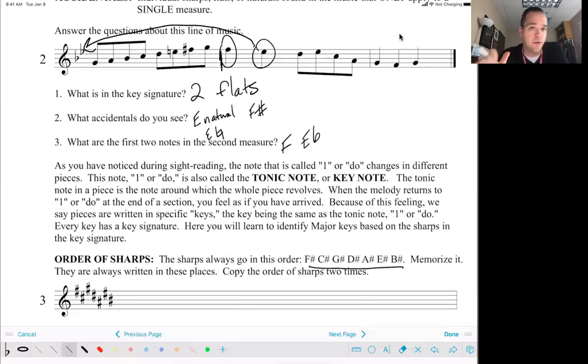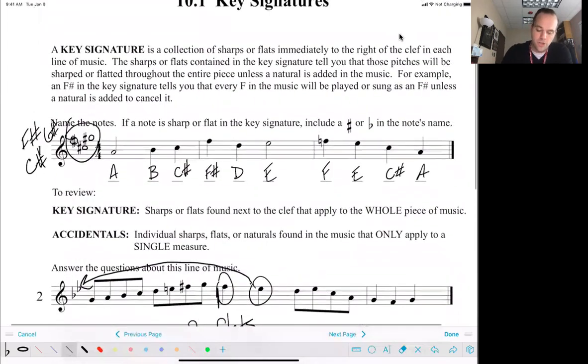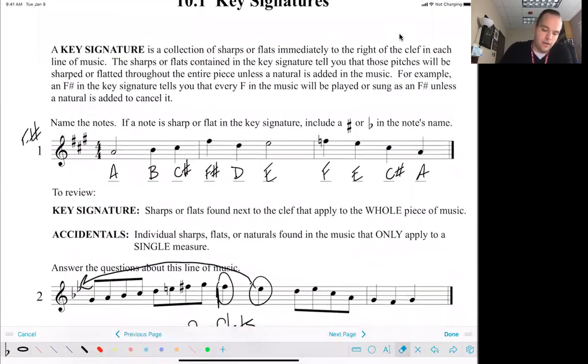If you want to make up your own, go for it. But that's the one that I learned, and that's what I would do for you. And no matter how many sharps are in the key signature, they're always going to be in that order. So if we look back up here at the top of the page, this one, let me erase all my junk I wrote on top.